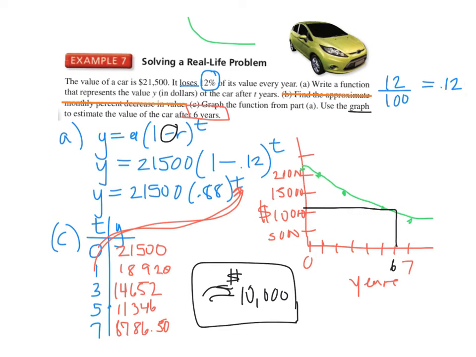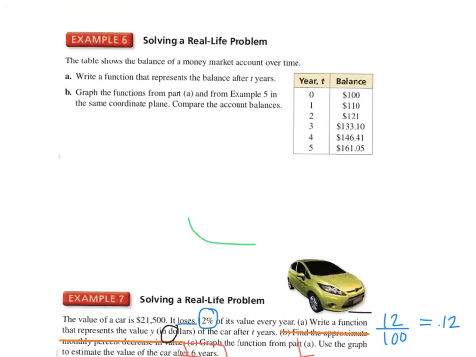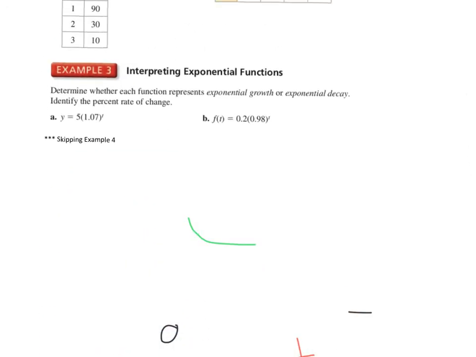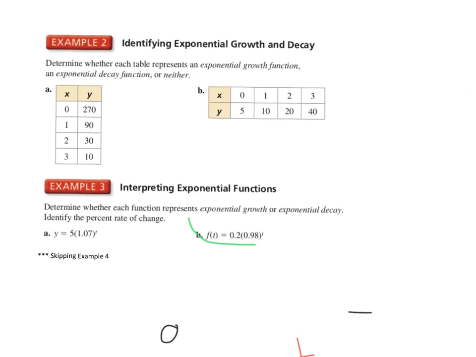Let's see if we can quickly go back to another example. I want to go to example 2. All right, so we're going to jump ahead there and look at how I tell from a table whether something is exponential or not. So exponential growth, decay, or neither.